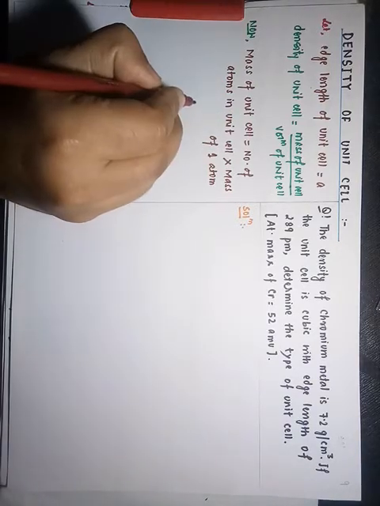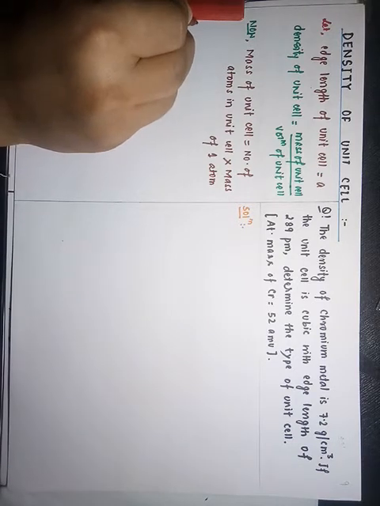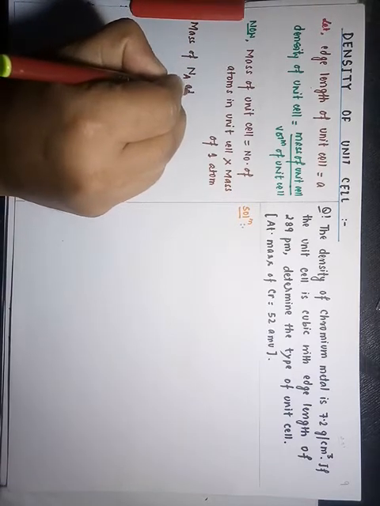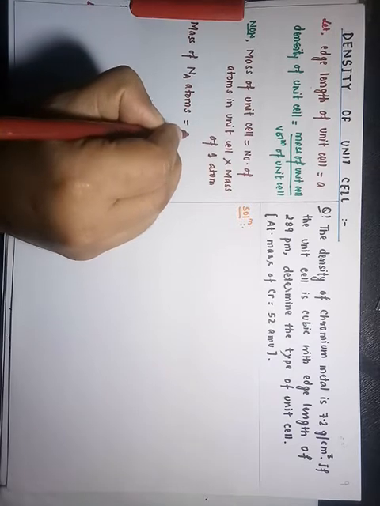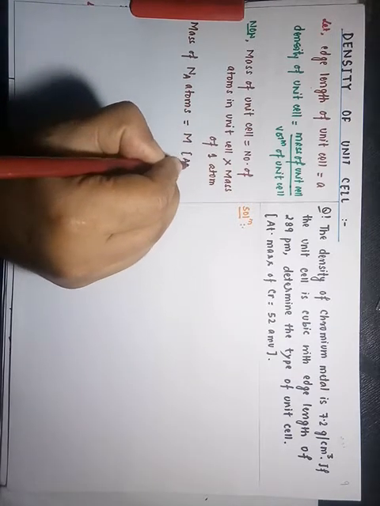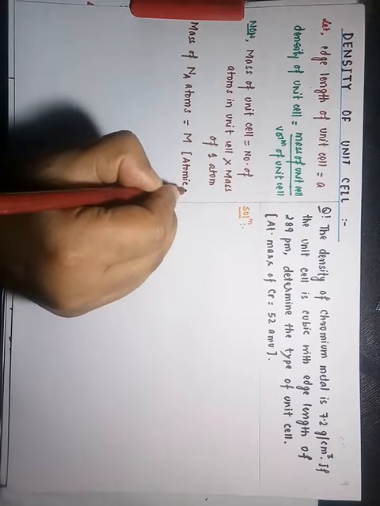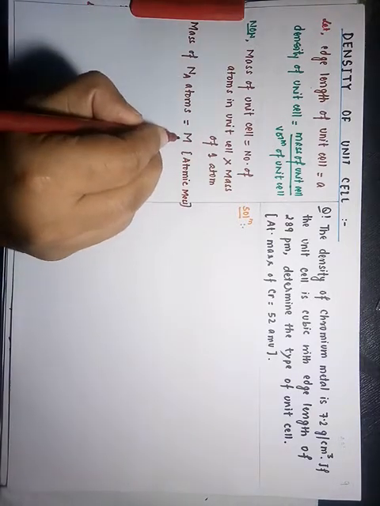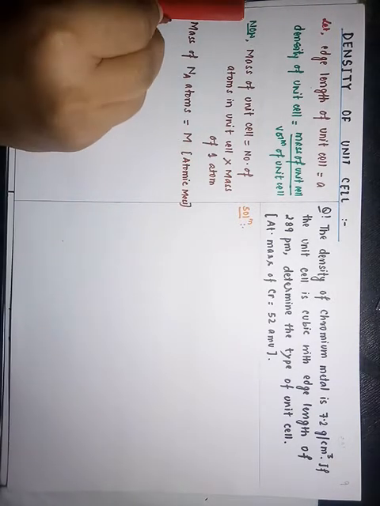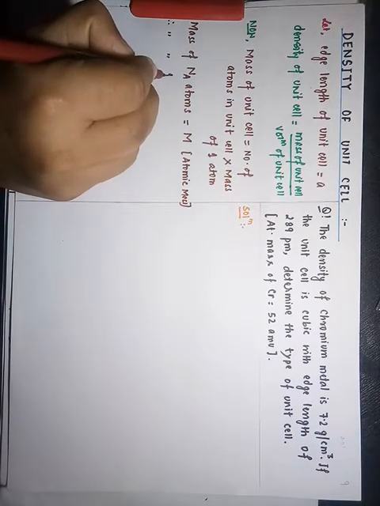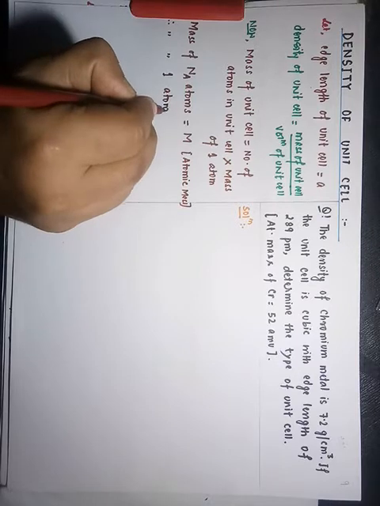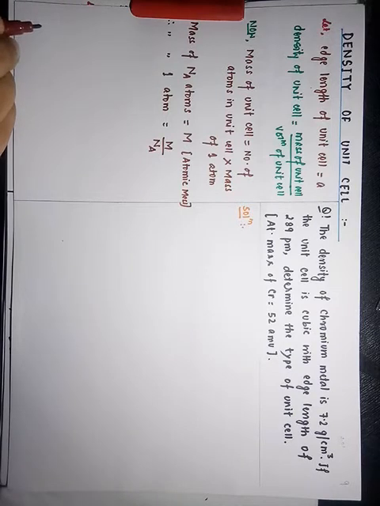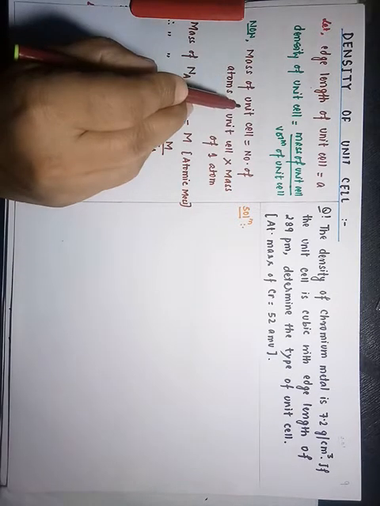Now let us work on mole concept here. According to mole concept, we know that mass of Na atoms, where Na is Avogadro's constant, is equal to M, capital M. What is capital M? Atomic mass, student. So mass of Na atoms is equal to M. Therefore mass of one atom will be equal to M by Na.